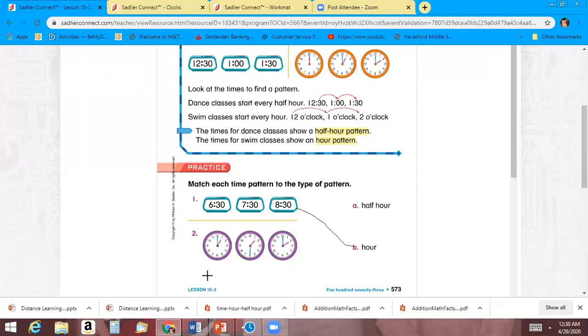hour pattern. If we take a look at number 2, and here my analog clock is showing me my minute hand is on the 12, my hour hand is on the 1. So right away, I know that this is showing me 1 o'clock. But I'm going to take a look at my next time, right next to it. And I'm seeing that the minute hand this time moved, but it stopped at the 6. And the hour hand is between the 1 and the 2. When I look at that, that's telling me that it is 1:30.